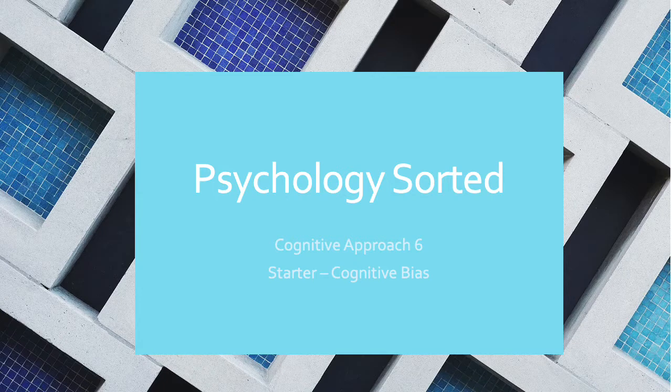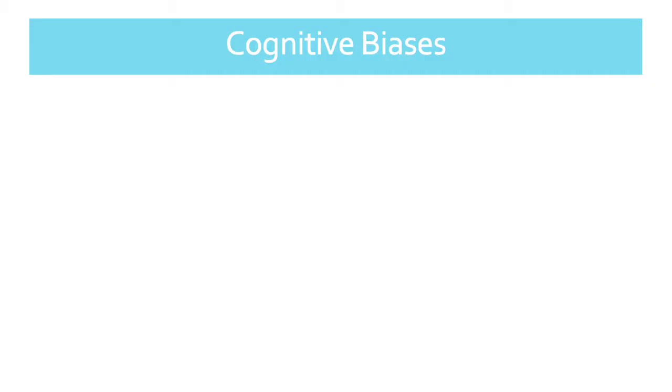This is the cognitive approach starter number 6 and we're going to be looking at cognitive bias. Now there are several cognitive biases. We're going to focus on 2 and they have similarities in common. So how do cognitive biases occur?